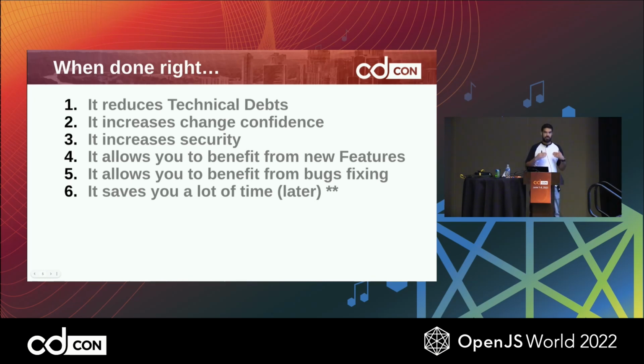Obviously it reduces the technical debt when you can automate dependencies. It increases your confidence in changing your project. It increases security because you can easily get to the latest stable version that you're using. It allows you to use new features, and that's probably one of the features that I like. When you have a tool that automatically bumps your dependencies, you sometimes get a small notification telling you that the project that you depend on introduced a new feature, and maybe that you can leverage it. It allows you to regularly benefit from bug fixing and ultimately just saves you a lot of time for later.